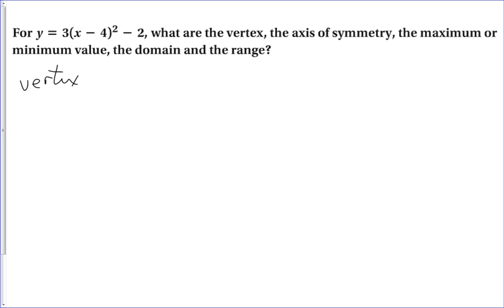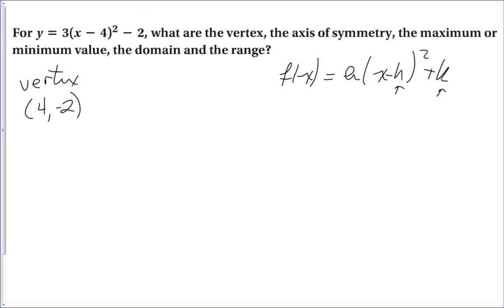All right, we know that vertex form is f of x equals a(x minus h) squared plus k. And we know that (h, k) is our vertex. Since we have x minus 4, and this is x minus h, we know that the x coordinate of our vertex is 4, and since this is minus 2 and this is plus k, we know that our y value is minus 2. So that's how you get your vertex. You look at this number, take the opposite sign here, minus 4, this is positive 4. Then you look at this number and take the sign in front of it, so -2.